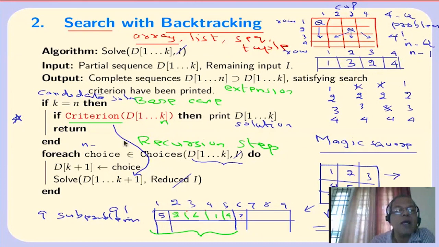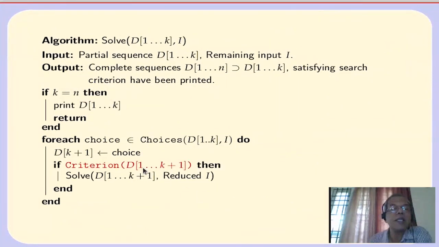I can move this criterion checking from here to here. Check here. Do not wait until all the n values have been put. Even when we have put only k values or k plus 1 values, test whether the k plus 1 values that we have hitherto put satisfy the criterion. And the resulting algorithm is this.